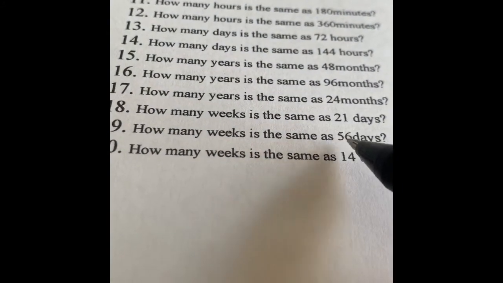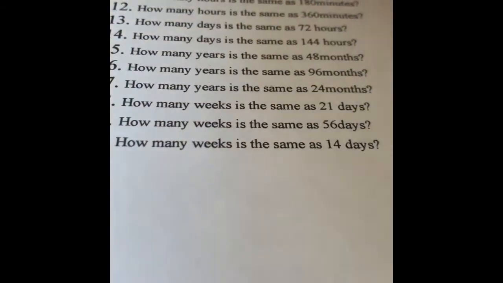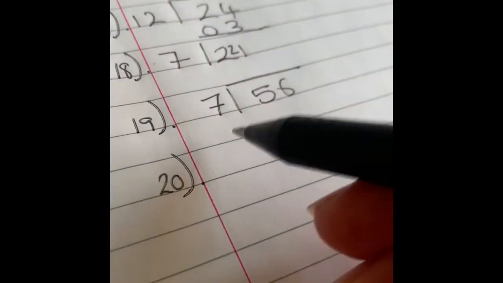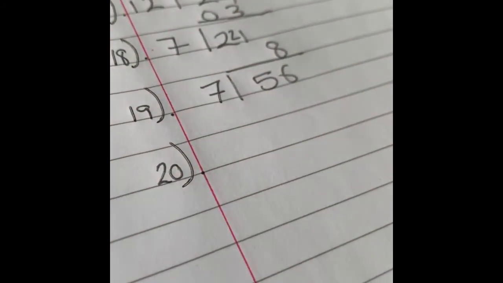Number 19. How many weeks is the same as 56 days? So this time, again, 7 days in 1 week. I've got 56 divided by 7. Using my times table facts, 7 times what makes 56? 7 lots of 8 make 56, so my answer is 8.